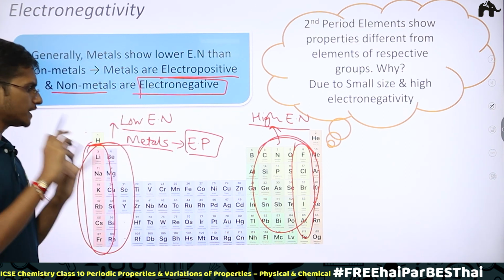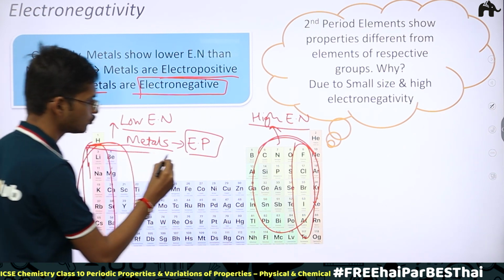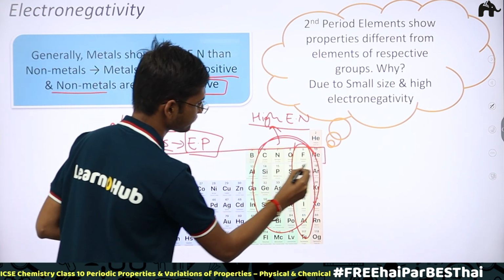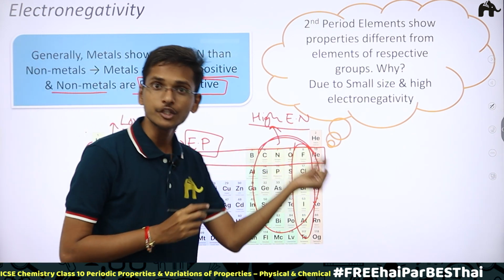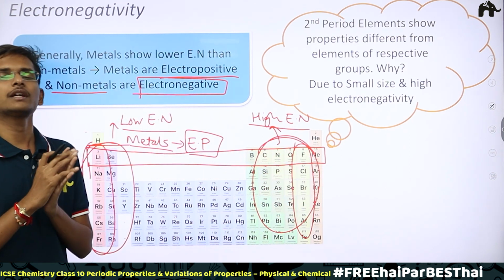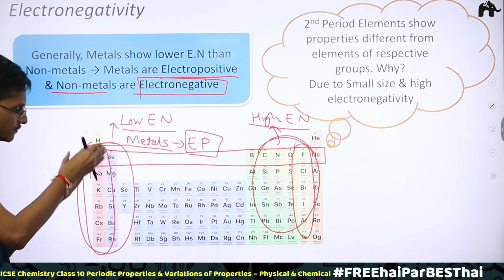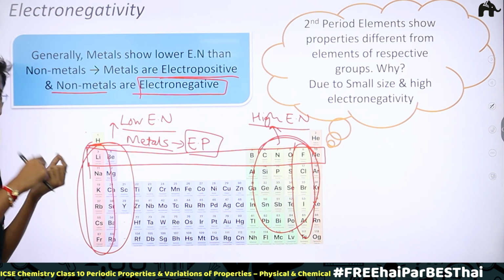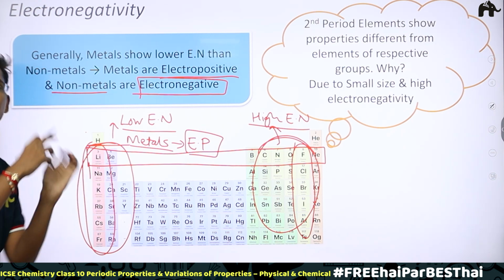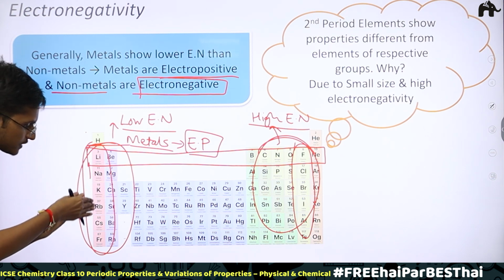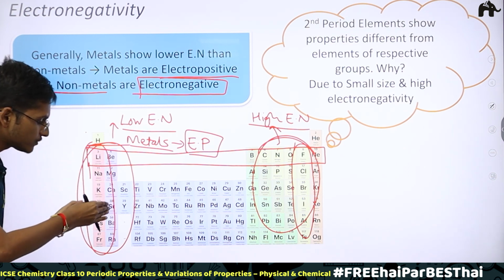Now one more interesting thing: these period number 2 elements, lithium, beryllium, boron, carbon, nitrogen, oxygen, fluorine, neon, show exceptional behavior from the other elements of their respective groups. To state in simpler terms, lithium shows different behavior than sodium, potassium, rubidium, cesium. Beryllium shows different behavior than magnesium, calcium, strontium, barium.